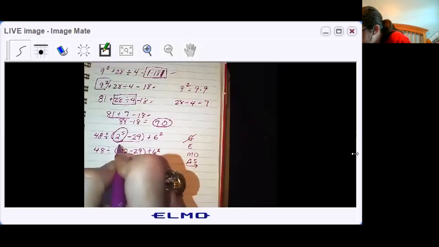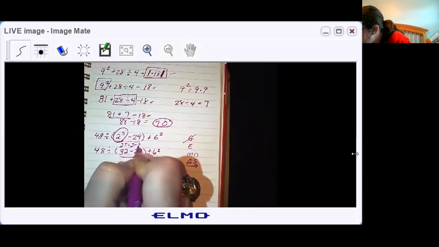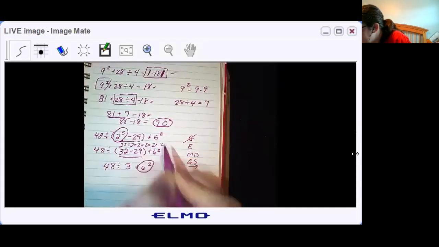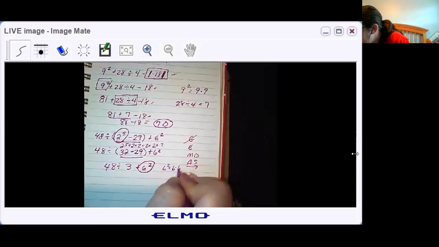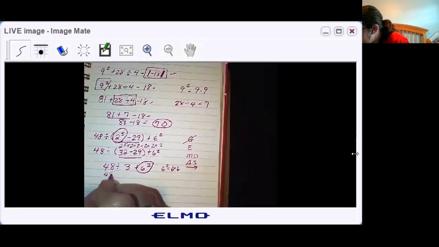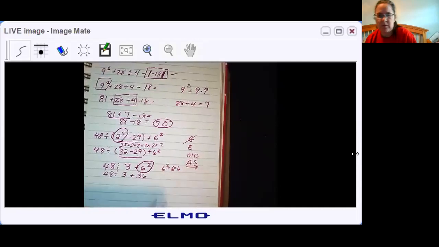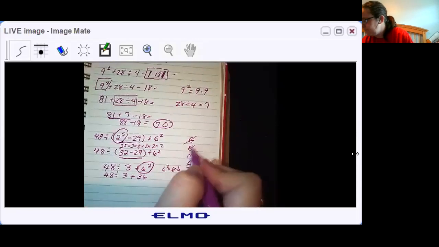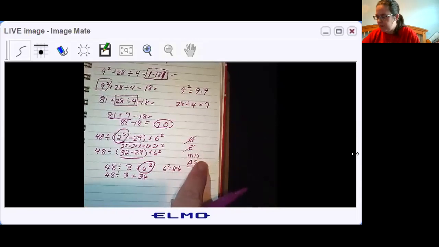And just like 2 to the 5th was 2 times 2 times 2 times 2 times 2, 6 squared is 6 times 6. Well, we know what 6 times 6 is. That's 36. So now I have 48 divided by 3 plus 36. Do I have any more exponents left? No, I don't. So now I can mark that off. Next step is multiplying and dividing from left to right.